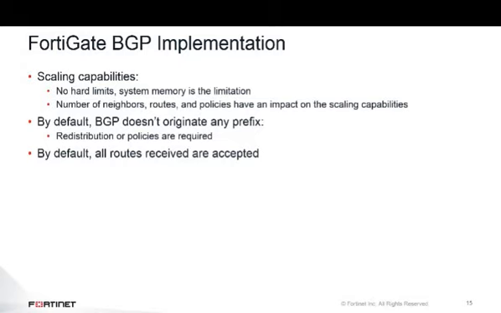There are 3 important things to consider when you implement BGP on FortiGate. First, there are no hard-coded limits. Limitations on the number of neighbors, routes, and policies depend exclusively on the available system memory. Second, by default, FortiGate doesn't originate any prefix. You must enable redistribution or manually indicate the prefixes that FortiGate originates. Third, by default, FortiGate accepts all the prefixes it receives. Optionally, you can filter out or modify some prefixes.